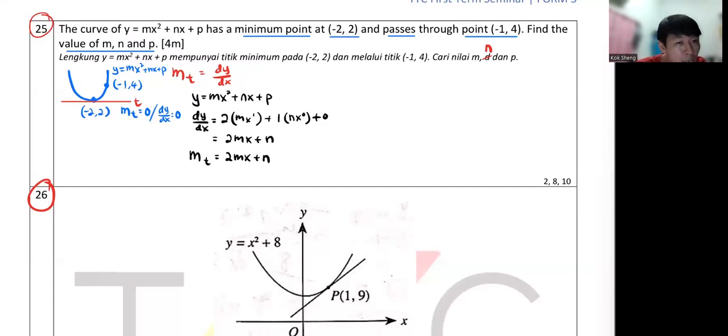So now we can continue. mT, besides 2mx plus n, is also equal to 0 because of the minimum point, right? So mT equals 0 at the point negative 2, 2. So we can sub in both. mT equal to 0 at the point negative 2, 2. So we sub in 0 into the mT and negative 2 into the x.